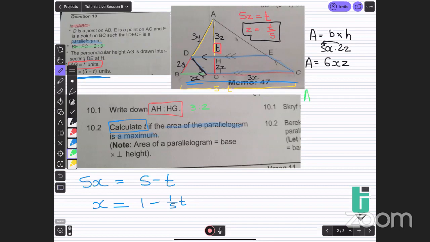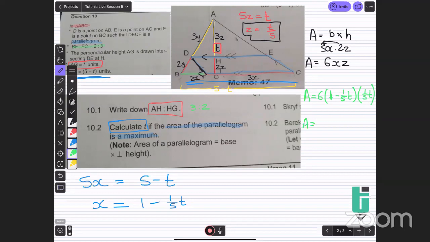So the area is now going to be 6 times x, which is what? 1 minus a fifth t, right? And what's z? T over 5, or a fifth t. Okay, and now what are we going to do? Distribute, multiply out. So the area is equal to what?